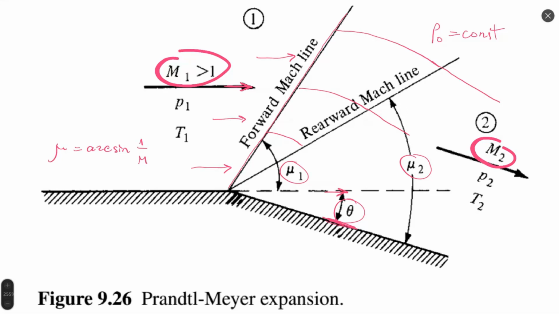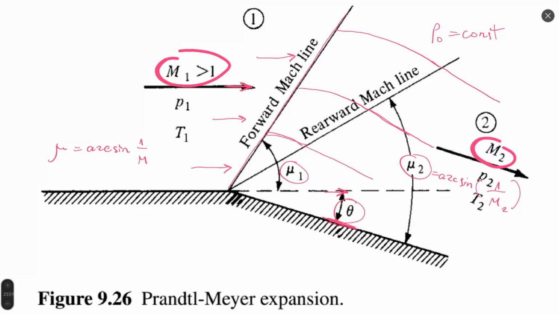After we have mu2, which is also defined as Mach angle, but already we use M2 as a reference. So mu2 would be equal to arc sine of 1 divided by M2. Okay, 1 divided by M2. And after this rearward Mach line, flow also is uniform.